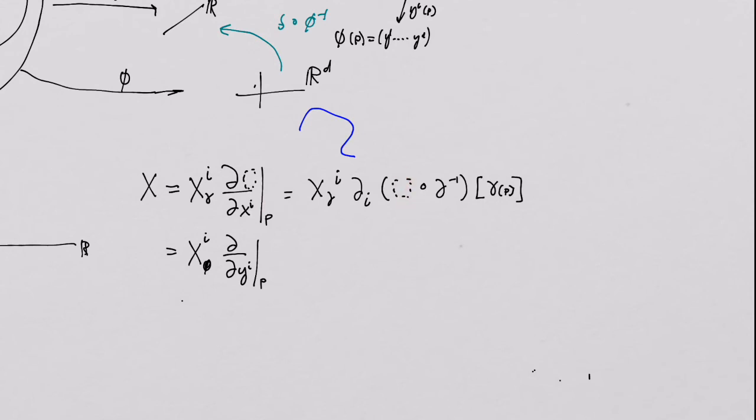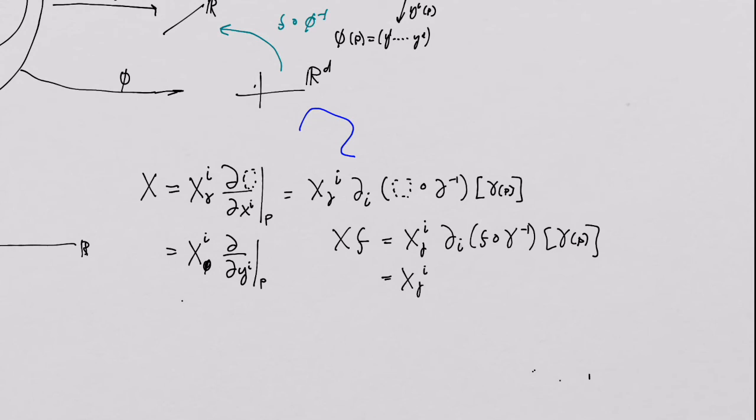So let's actually do that, right? Let's fill in that spot. What I'm going to now speculate is, we're going to talk about X acting on a function f, which is going to be X^γ_i ∂_i (f ∘ γ⁻¹) acting at γ(p), like that. And now I'm going to just talk about the change of chart. I'm going to slip in φ and φ⁻¹.